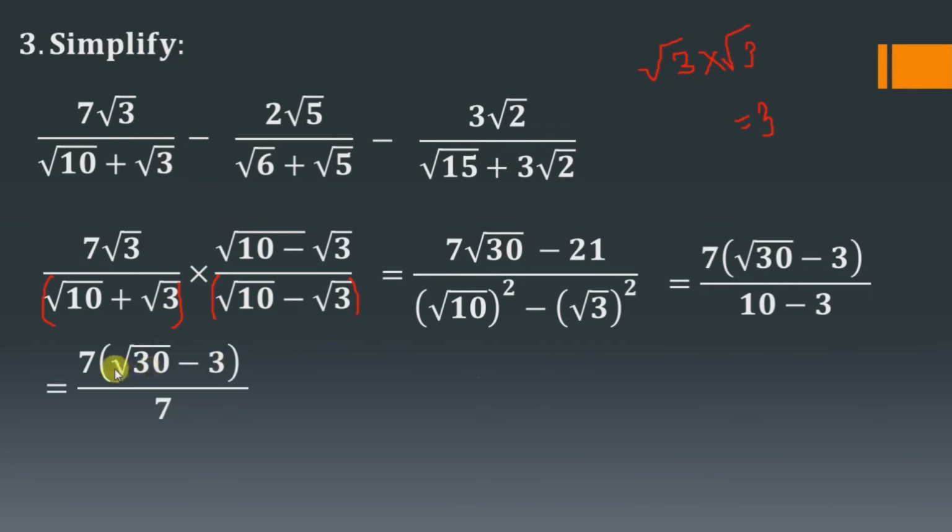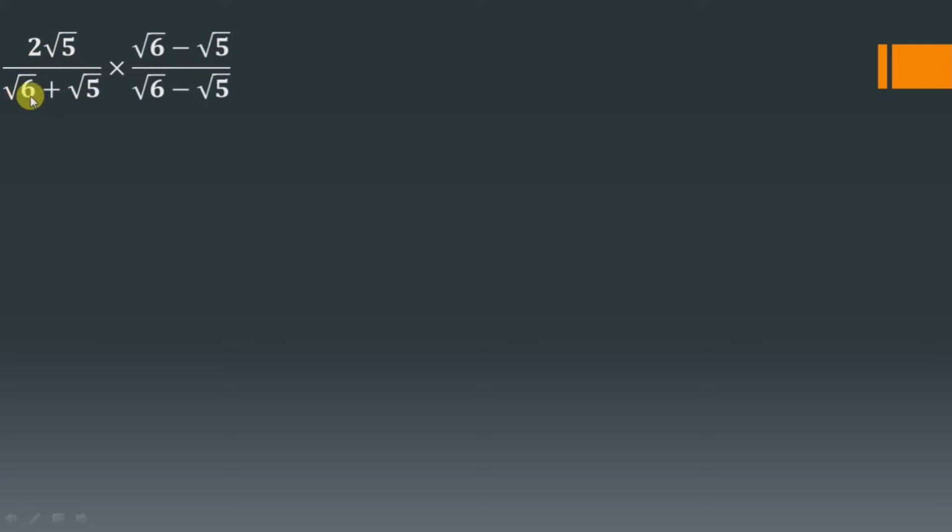So I will get 7 root 30 minus 3 divided by 7, and the 7 will get cancelled, which is equal to root 30 minus 3. That is the value of 7 root 3 divided by root 10 plus root 3, which is equal to root 30 minus 3. Now I'm going to simplify this expression, that is 2 root 5 divided by root 6 plus root 5.